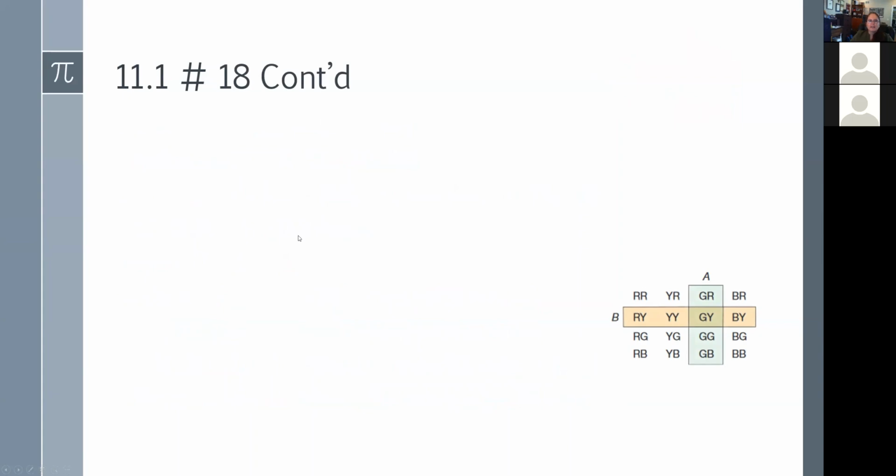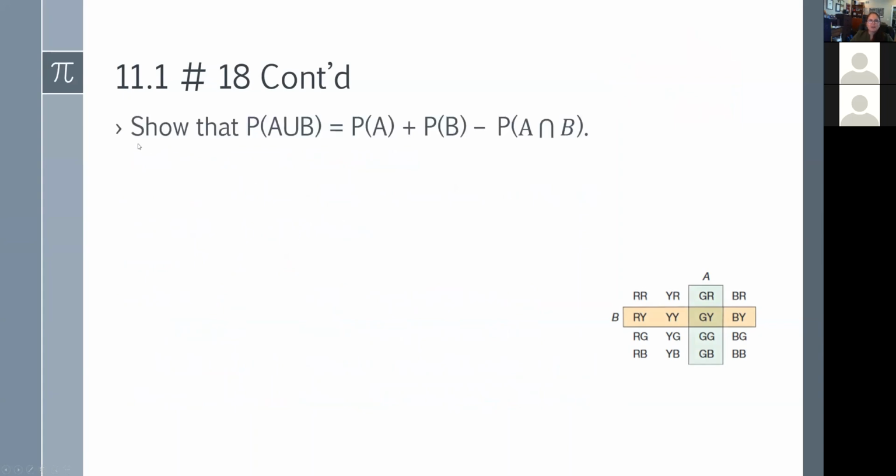Okay, so this is a very long problem. It says show that the probability of A union B is equal to the probability of A plus the probability of B minus the probability of A intersect B. Okay, so we know the probability of A union B. That was 7 out of 16, and that is equal to 4/16 plus 4/16 minus 1/16. So it works out. And this formula is going to always work out.